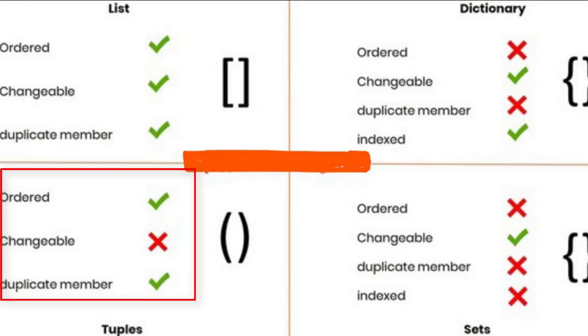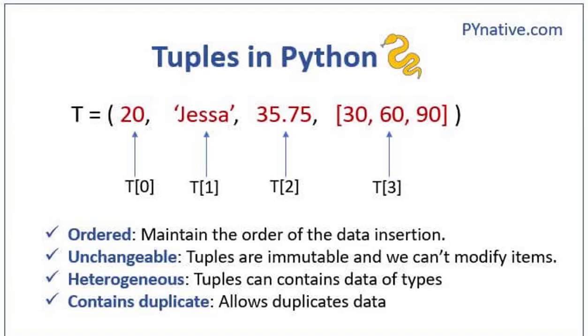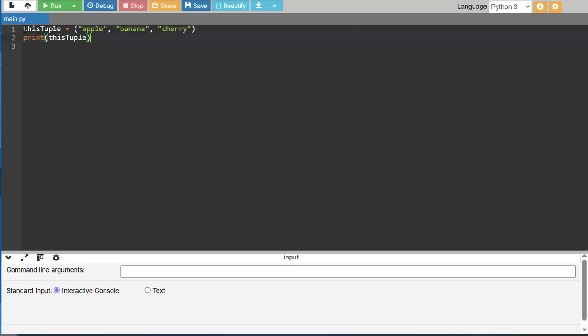The distinctive characteristics of tuples versus lists is that tuples are ordered, unchangeable, and allow duplicate values. Tuple items, just like lists, are indexed, and the first item starts at index 0, the second item at index 1, and so forth. So just like lists, indexed like this, 0, 1, and 2.